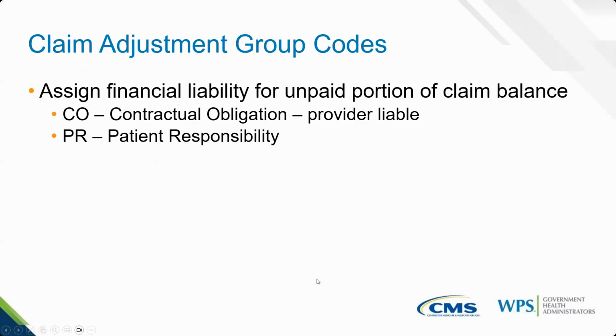Another type of code that appears on the remittance advice is a group code, and these convey the financial responsibility for the unpaid portion of the claim balance. CO, I mentioned earlier, stands for contractual obligation. This means that the provider is liable and the provider cannot bill the patient. A PR, on the other hand, stands for patient responsibility, which means that the patient then is financially responsible.